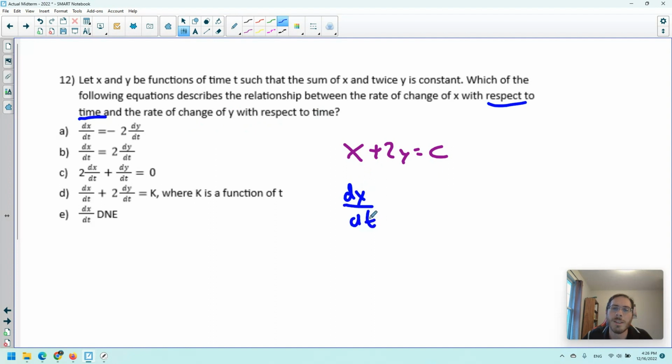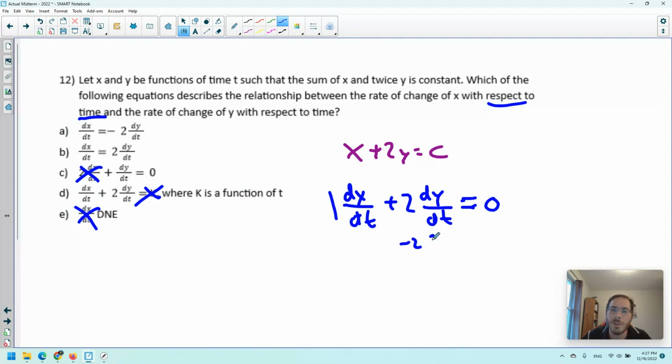So dx/dt, if we take the derivative of x, it would be 1 dx/dt. If we do this derivative, we would get 2 dy/dt. And the derivative of the constant is always going to be 0. So we actually end up with 0 right here. So it looks like we're not going to pick this one because this is 2x dx/dt. We got dx/dt plus 2, but we didn't get k as a function of t. That's not true. It's 0. So it's going to be one of these two.